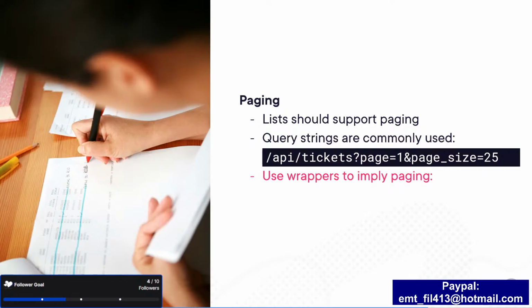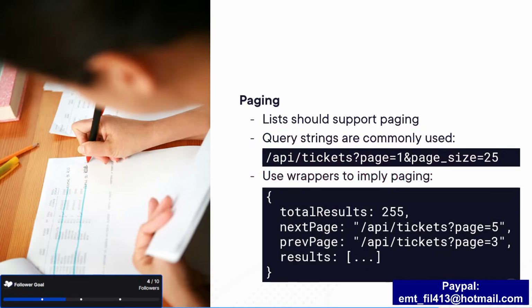When returning data for paging, it's pretty common to use a wrapper to imply that paging. So returning the number of total results that they could have gotten and then show the next page and the previous page is just URLs that they can call without having to really think about it, and having a member that is the actual results of the call. Let's see that in action.